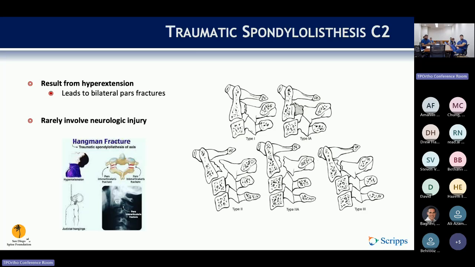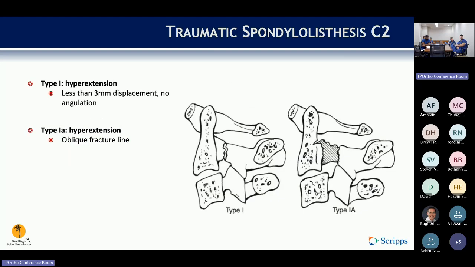Again, similar to the Alice fracture, where there is some kind of decompression that actually occurs, decompressing the ring, if you will. So type 1 fractures, these are defined by displacement of less than 3 millimeters with no angulation, and these are usually an oblique pattern. C2, C3 disc is typically intact, and again, alignment is normal.